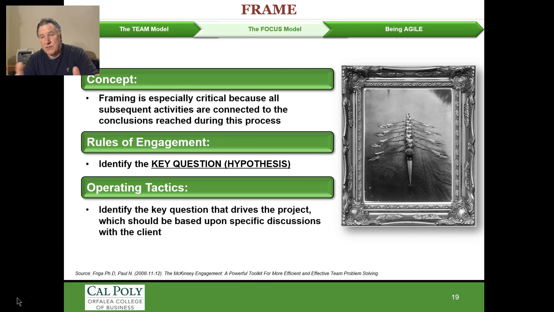So if you have a very tight scope and you frame things properly, it will lead to a very efficient research process as well as ultimately making recommendations in your action plan. The key point is that you need to have what we call a key question or hypothesis. Operationally, you need to identify the key question that drives the project, and that should be based on specific discussions with your client.